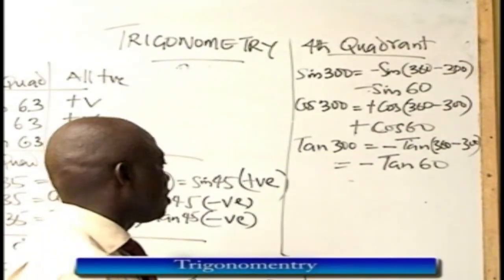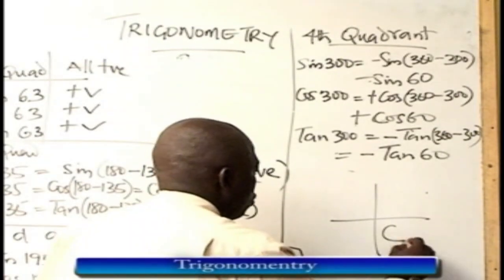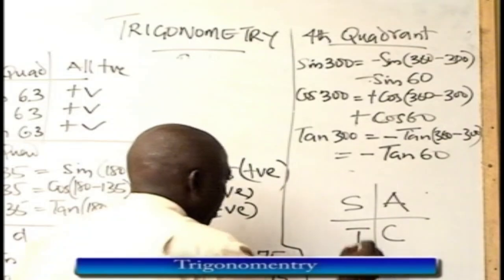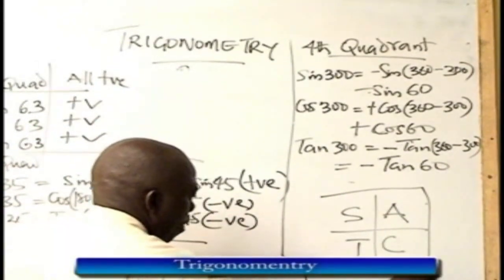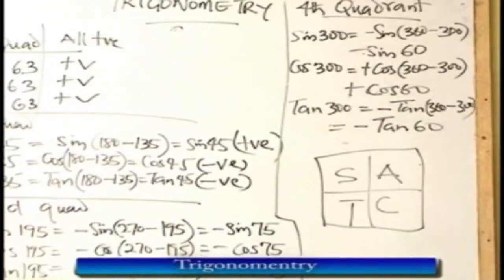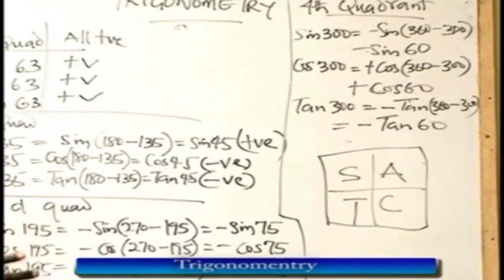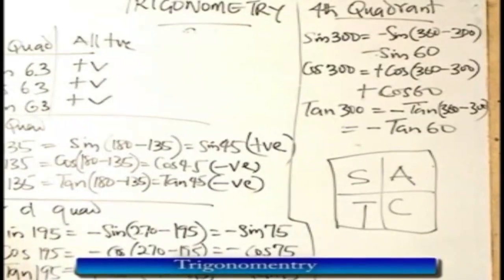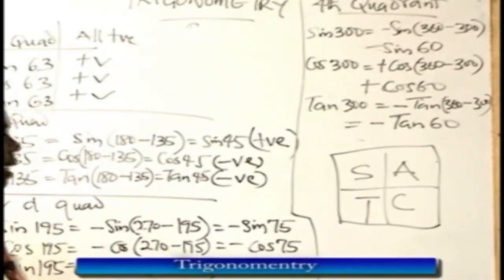For me, this is the way I used to remember it those days while I was in school. I use CAST to remember. So this will help you. If you also can draw that in the corner of your mathematics note or in your textbook, it will help you to memorize, to know which one is positive or which one is negative.